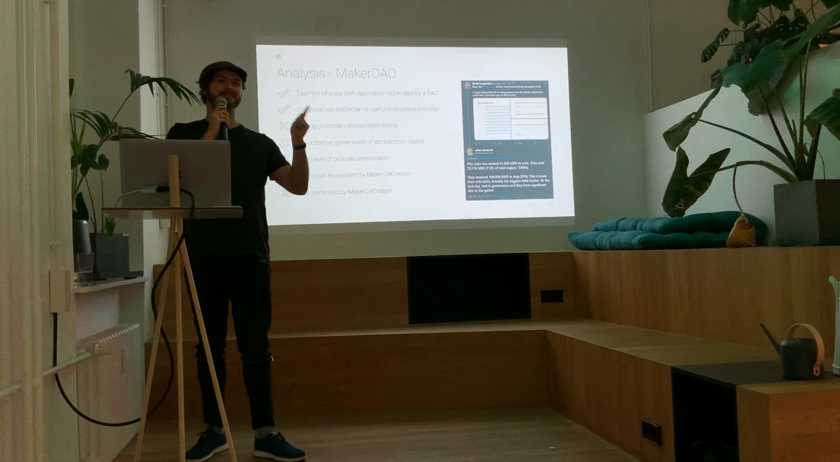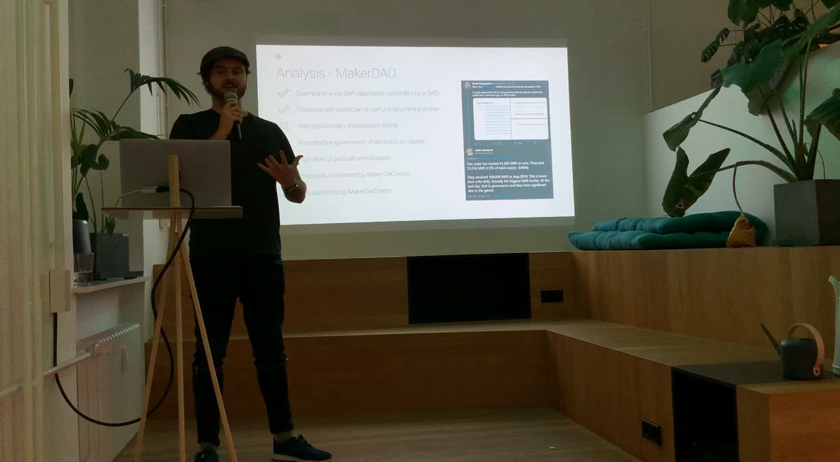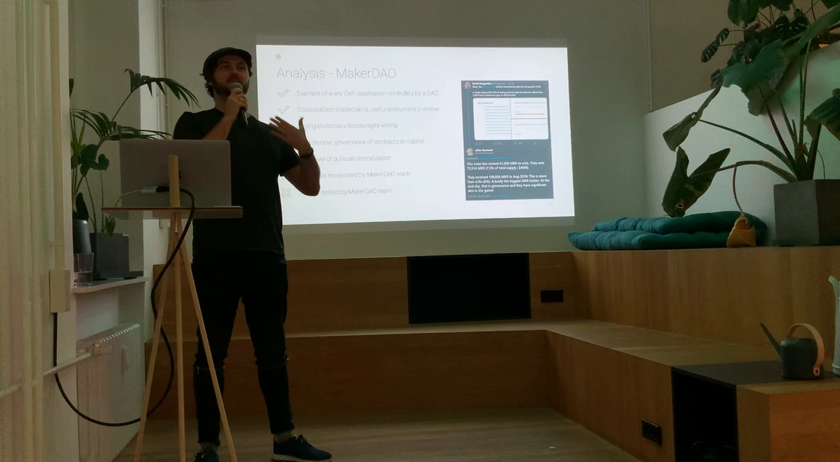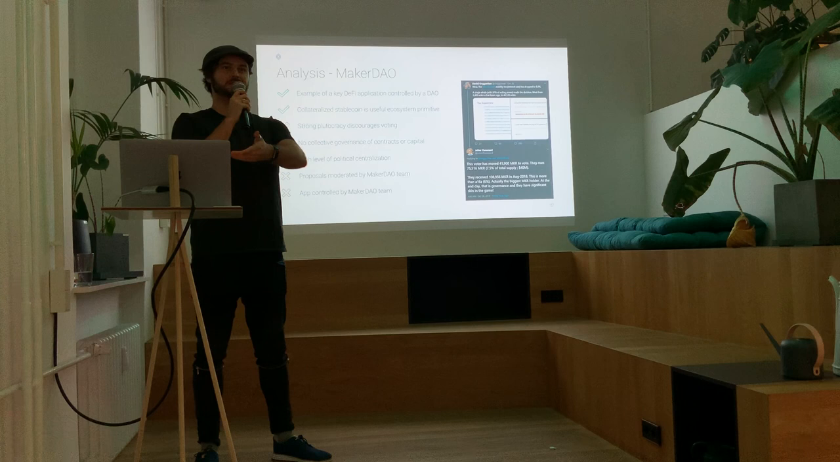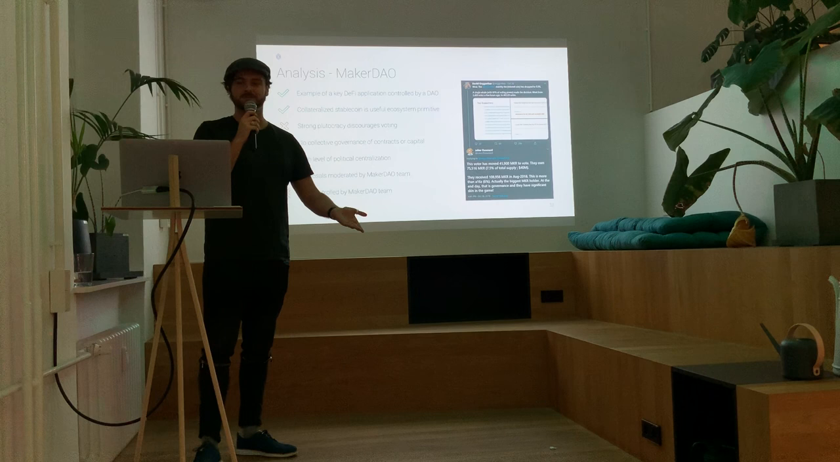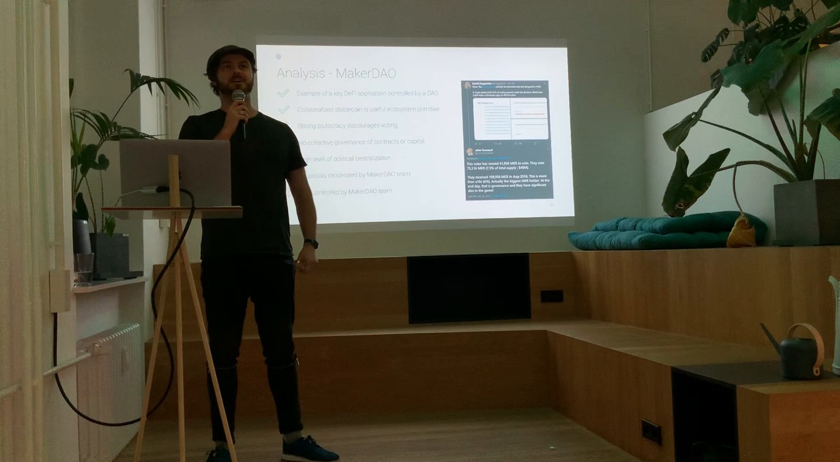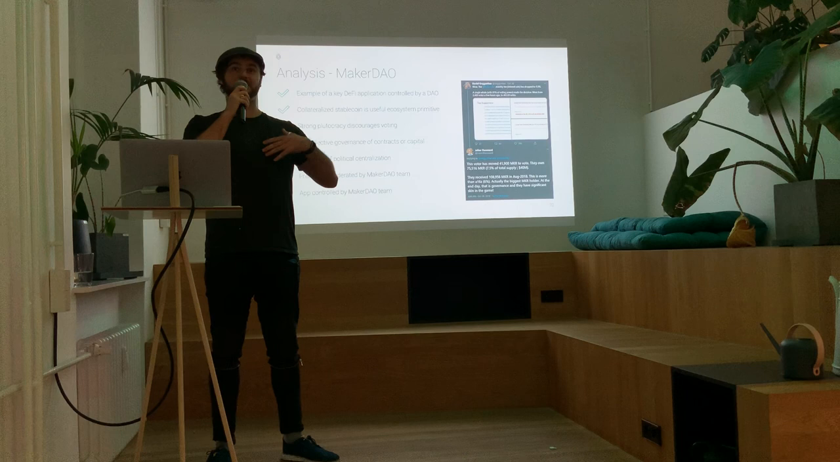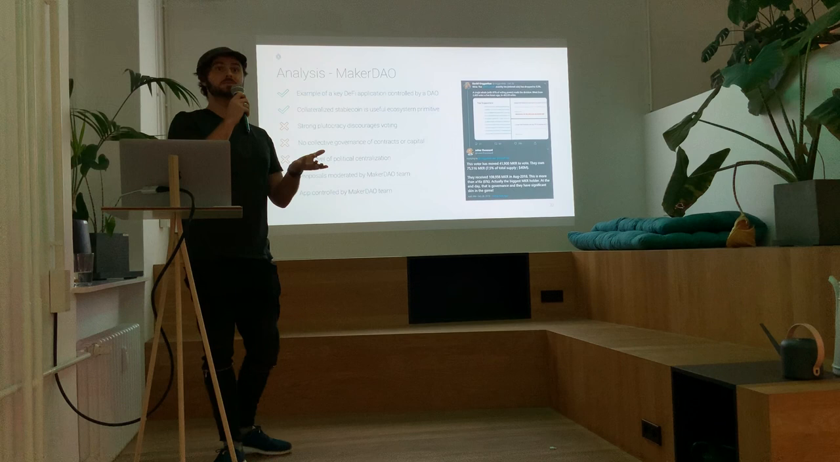The reason this is not working is because you have a high level of political centralization. The people who are deciding what to vote on is the MakerDAO Foundation. They are the ones calling these votes. It's not the MKR holders who are making this decision. So there's this heavy moderation, the application and the application's contracts are controlled by them, explicitly so. All of the collective treasury, or supposedly collective treasury, is controlled by them. They have all of the MKR tokens, which are not distributed.